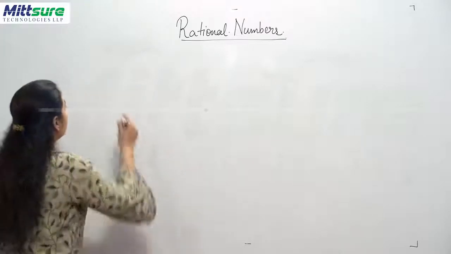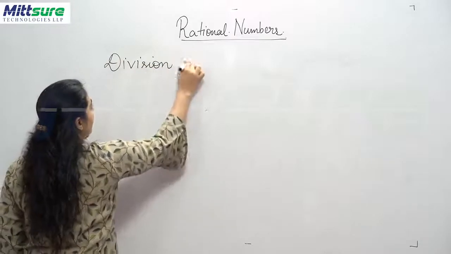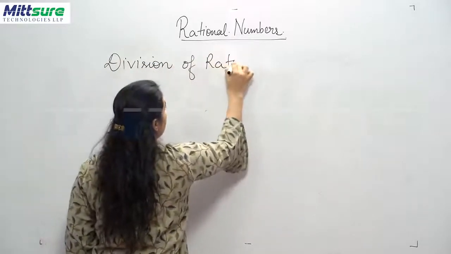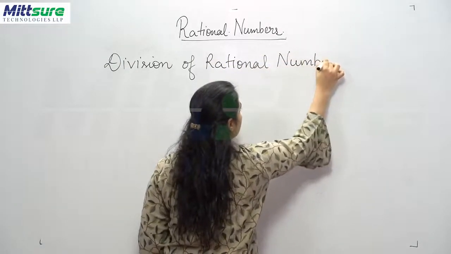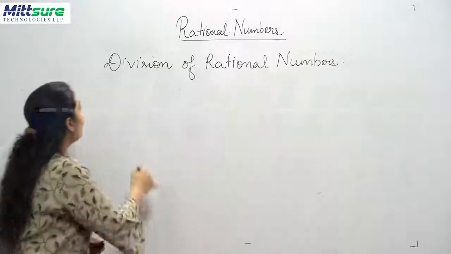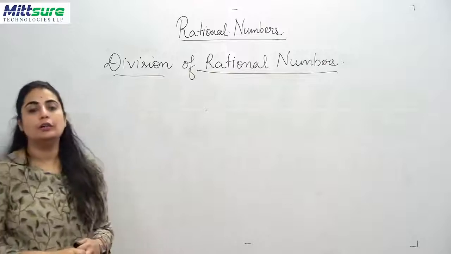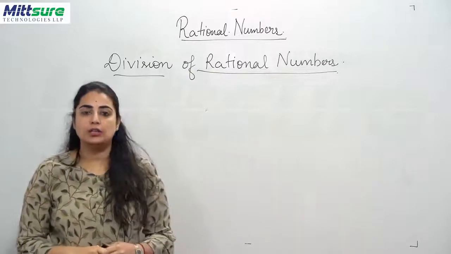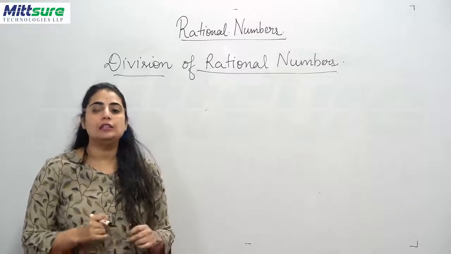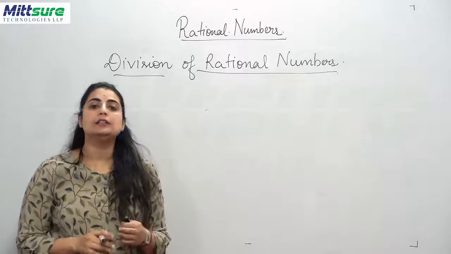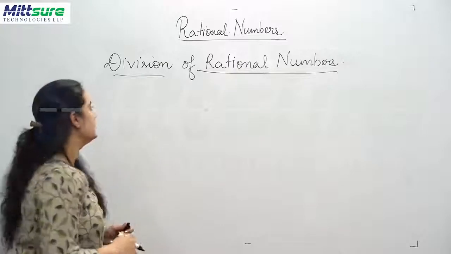So let us come to the topic division of rational numbers. Now when we talk of division of rational numbers, we say that whenever any two rational numbers are divided with each other, there is one condition which needs to be followed. I will let you know what that condition is, and the division usually takes place in two steps. Let's understand what the two steps are.